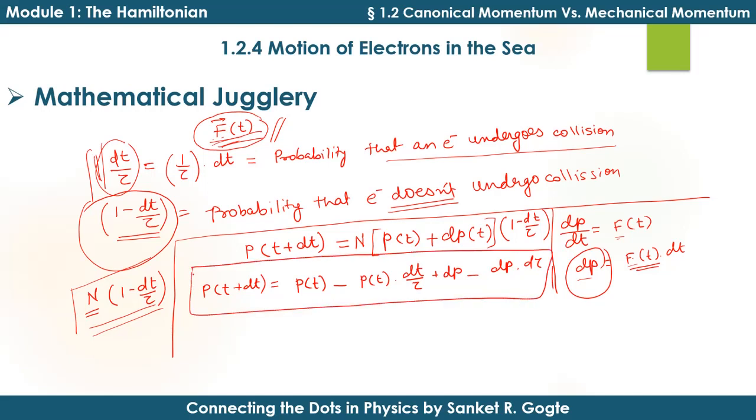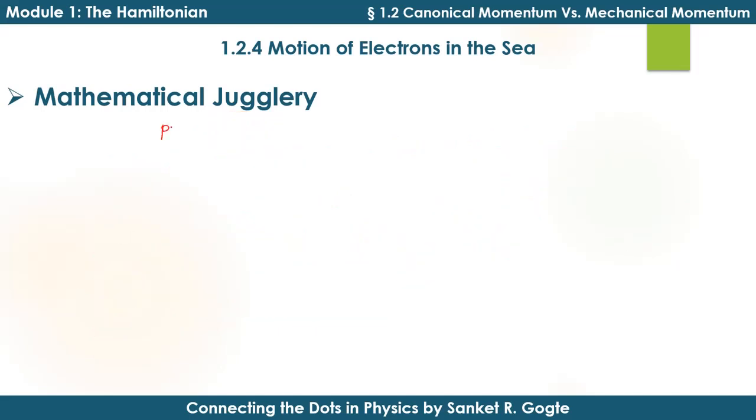Remember that this is the average momentum that we get. Let's continue the calculations on the next page. This P of t plus dt is the average momentum that electrons gain in interval dt. This is P of t minus P of t into dt by tau plus dp is f of t into dt minus f of t dt square. So this is what we get.